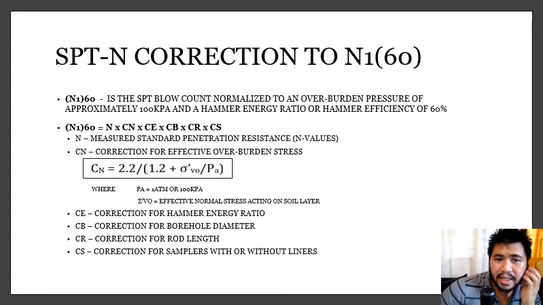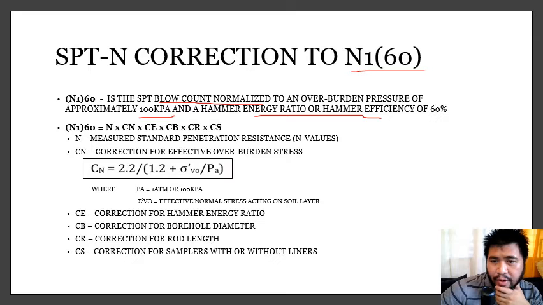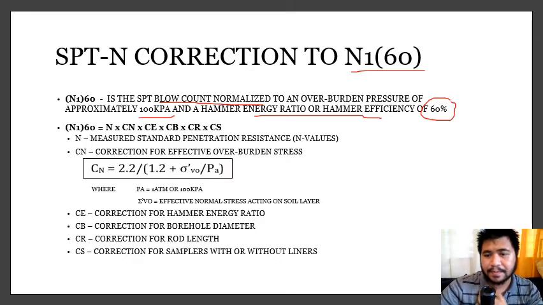All right, let's talk about the SPT correction. To N160, so this is the SPT blow count normalized to an overburden pressure of approximately 100 kilopascals and the hammer energy ratio or efficiency of 60%. I don't know why 60 is the standard, but this is just the existing practice.